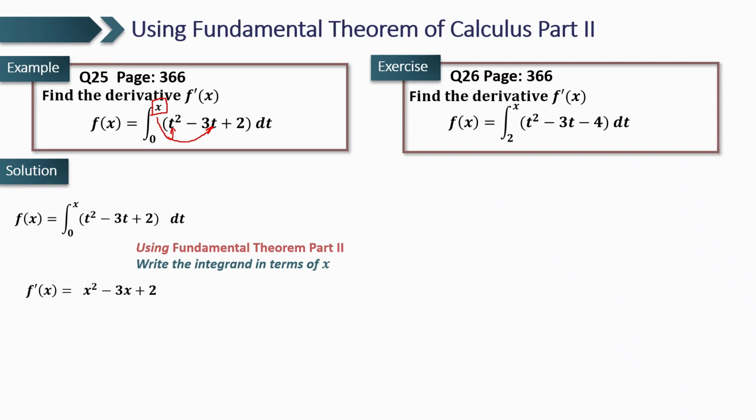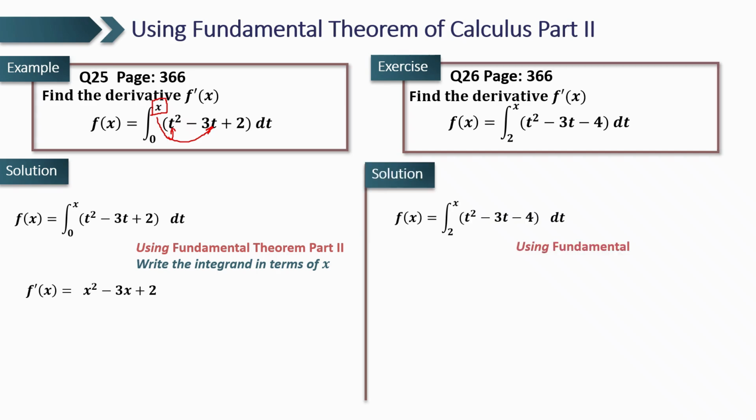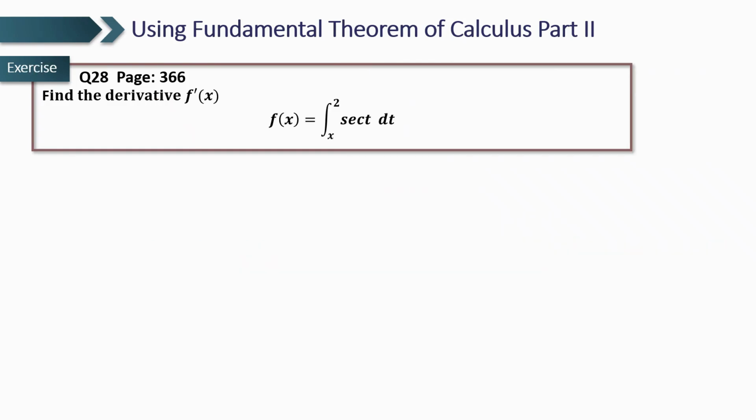Now what about the next? Same thing. So you'll get it as, very good, x squared minus 3x minus 4. Please try it out. Here a slight change. Hope you have noted down.